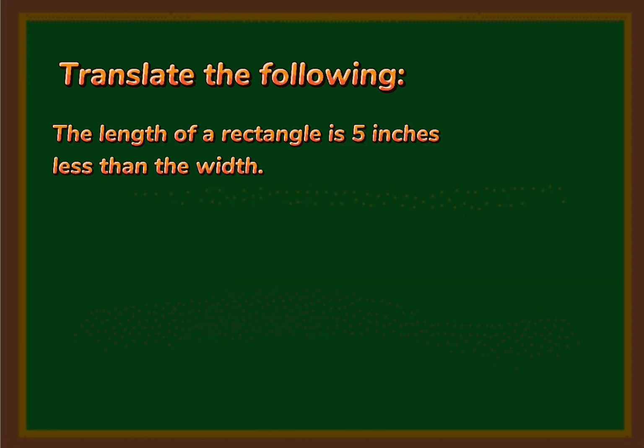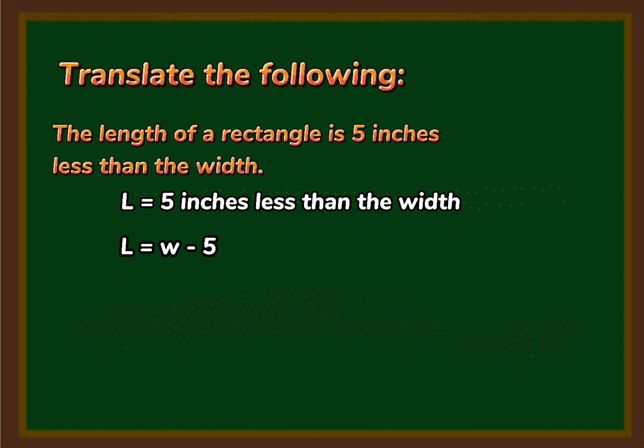The length of a rectangle is 5 inches less than the width. Let W represent the width of the rectangle and write an expression for the length of the rectangle. So the phrase here is 5 inches less than the width. So that's width minus 5.